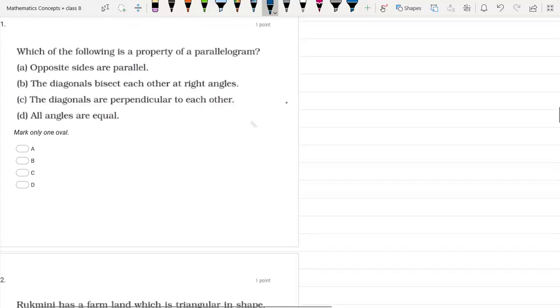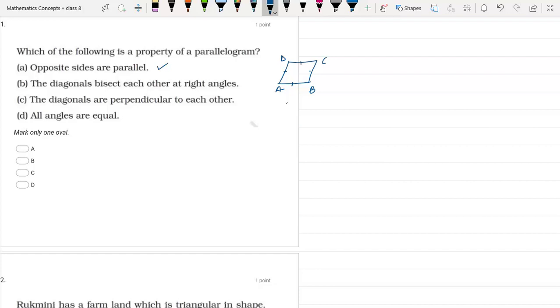Now, which of the following is a property of a parallelogram? Opposite sides are parallel. So we have seen, suppose we have a parallelogram ABCD. We can say opposite sides are parallel because AB is parallel to DC in a parallelogram and AD is parallel to BC. So this one is correct.